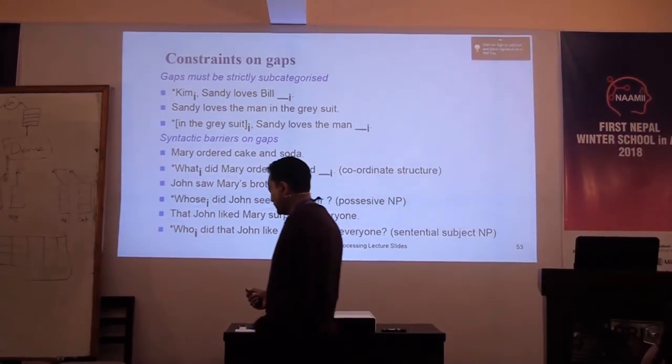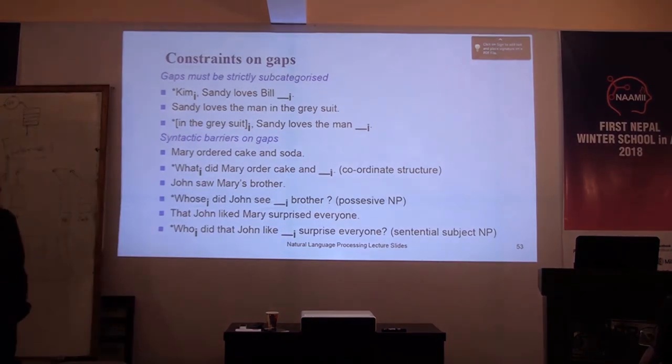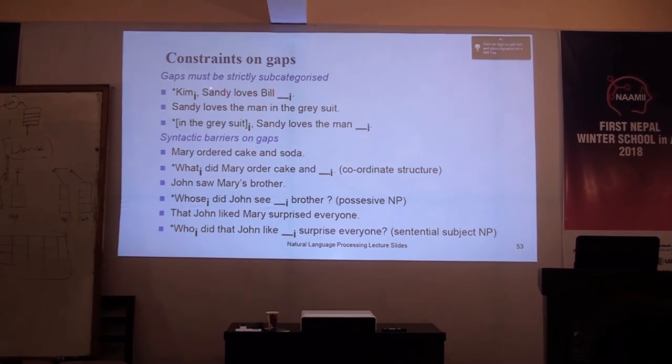So, you know, there are plenty of constraints on these types of constructions. So you have things like Kim, Sandy loves Bill is not acceptable because Sandy already loves Bill, so you can't have Kim there. In the gray suit, Sandy loves the man, right? So Sandy loves the man in the gray suit. So in the gray suit is a prepositional modifier for the man, and the modifier cannot be moved out. Okay? Mary ordered cake and soda, so you cannot move out this soda and say, what did Mary order cake and?